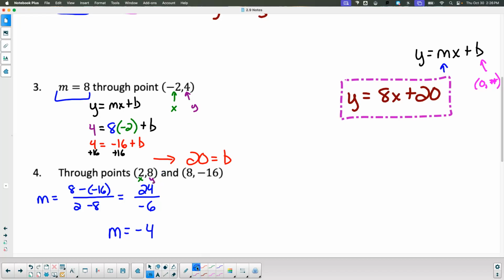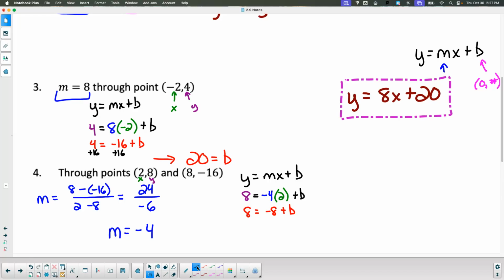That's my m. So in y equals mx plus b, I've got 8 equaling -4 times 2 plus b. -4 times 2 is -8. So then that gives me 8 equals -8 plus b.